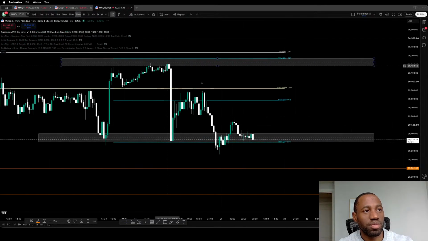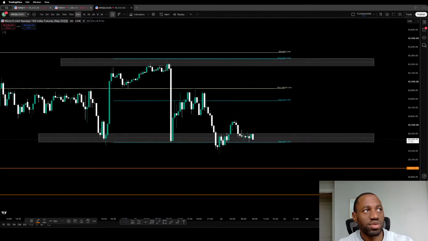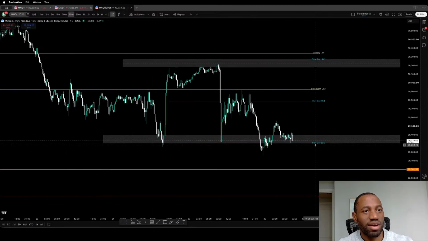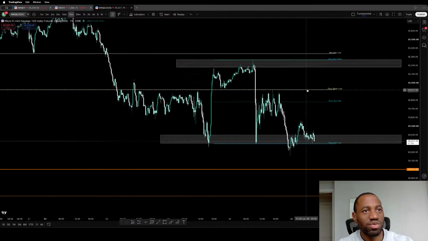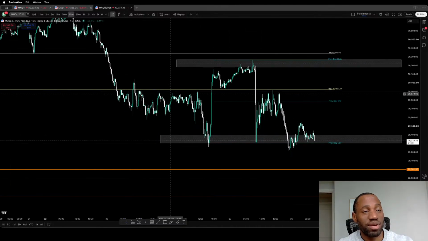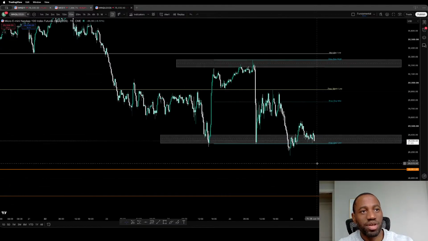Just going to go on to 30 minute. As we see this closer, go on to the 15. If NASDAQ cannot hold above this previous day low and continue the range that we've been having since pretty much Tuesday after that Monday sell-off, then we're going to be into some trouble here.